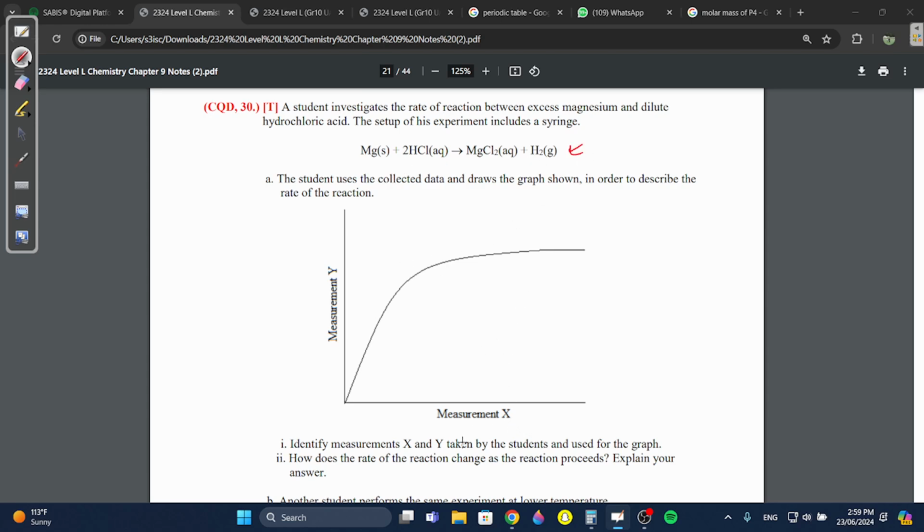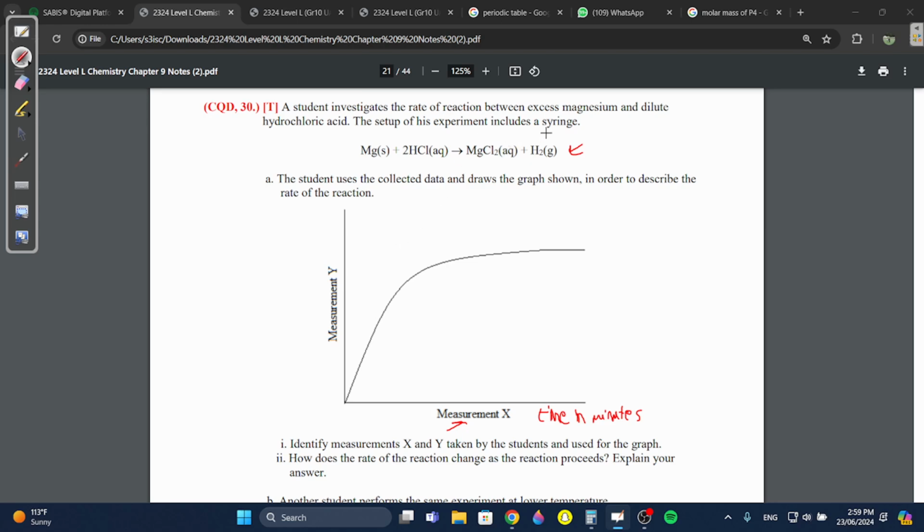And in the graph, obviously, always here it would be the time. You could say time in minutes. It's always the time because time goes to the right. How about measurement y? What's measurement y? How do we measure the rate of any reaction?